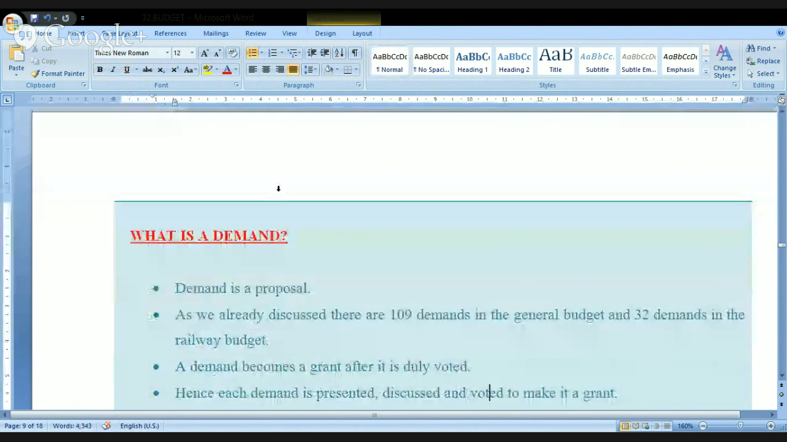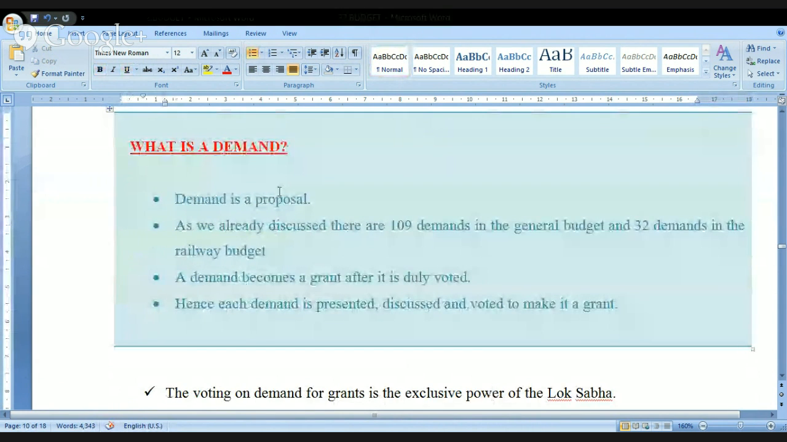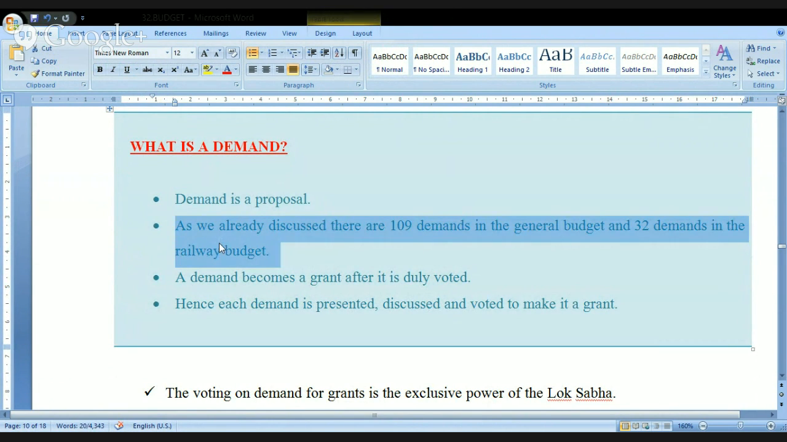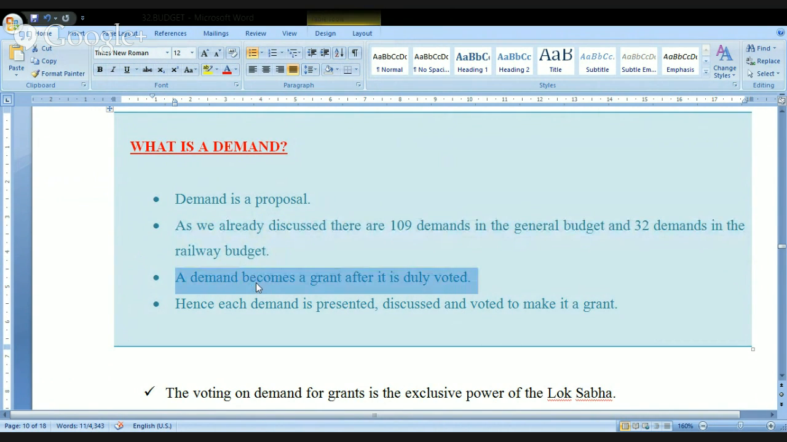Look at this. What is a demand? For your better understanding, I tried to make it as simple as possible. Number one, the demand is nothing but a proposal. As we already discussed, there are 109 demands in the general budget and 32 in the railway budget. A demand becomes a grant after it is voted.